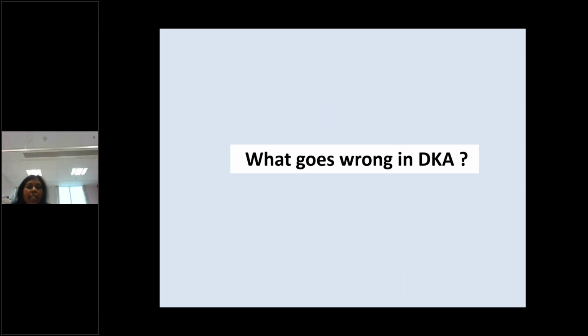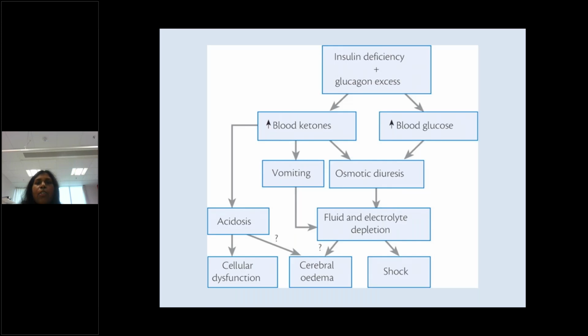So what goes wrong in DKA? There's too much sugar, but in the wrong cells. There's a deficiency of insulin and an excess of glucagon. Thereby, we have high blood glucose levels. And we all know that glucose is an osmotic diuretic, so that results in fluid and electrolyte depletion that can cause shock.